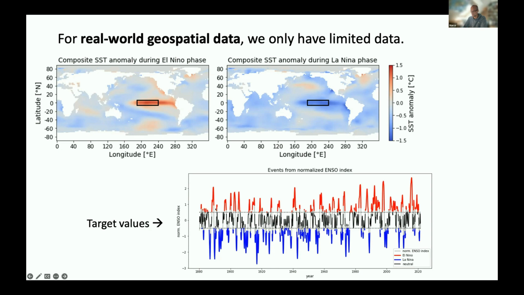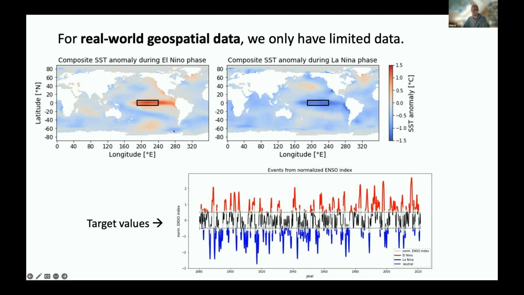And we are interested in index values that exceed some threshold on the upside. The red ones are El Niños, and on the downside, it's La Niña conditions. So we leave out the neutral states in between for this toy problem and just work with El Niño and La Niña samples as inputs and train a model on this index used as target value. So this is quite a simple classification problem we work with.